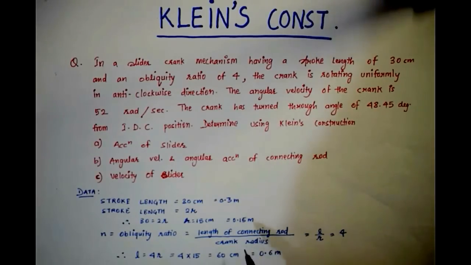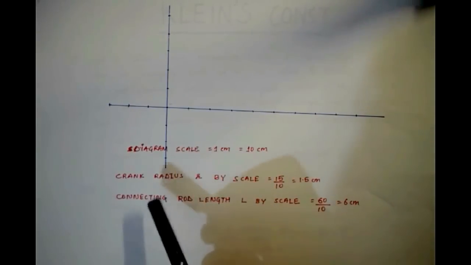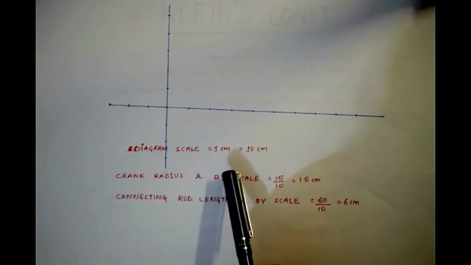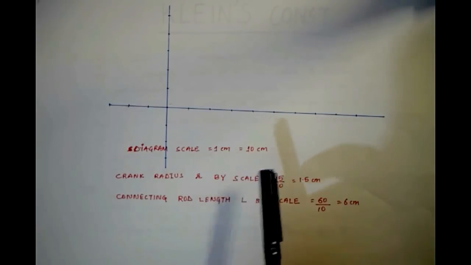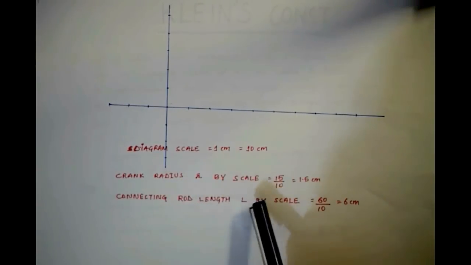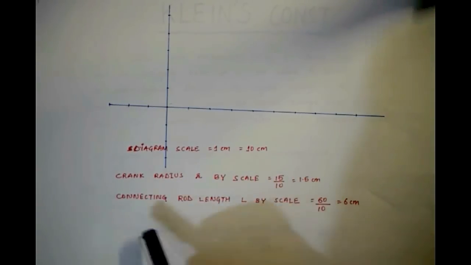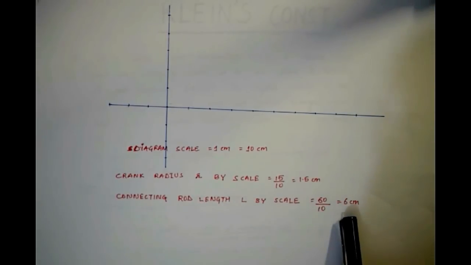Now we will do the construction according to the given data. So here we start the plane construction. I am taking the diagram scale as 1 cm equals 10 cm. So by this scale, crank radius R equals 1.5 cm and connecting rod length is 6 cm. So here we will start the construction.